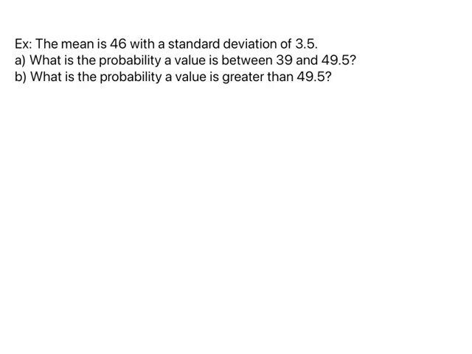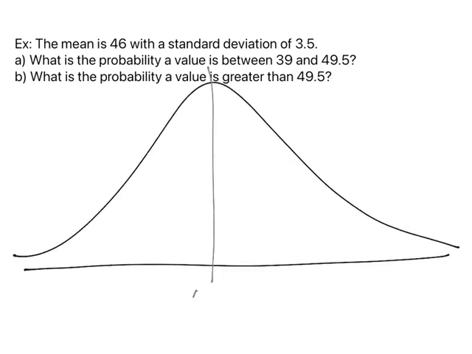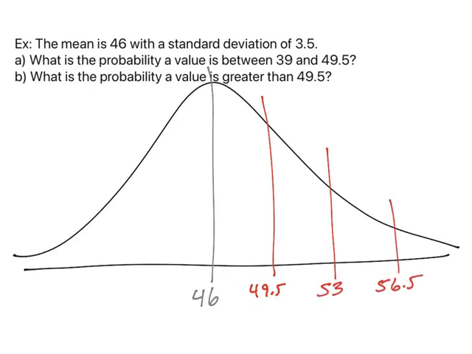Well, actually 2 here. The mean is 46 with a standard deviation of 3.5. Part A, what's the probability a value is between 39 and 49.5? Well, first, let's draw our picture. My mean is 46. If I add 3.5, I get 49.5. If I add 3.5, I get 53. I get 56.5. Okay, let's go the other direction. If I subtract 3.5, I get 42.5. Subtract 3.5, I get 39. Subtract 3.5, I get 35.5. Okay, so I have my numbers here.